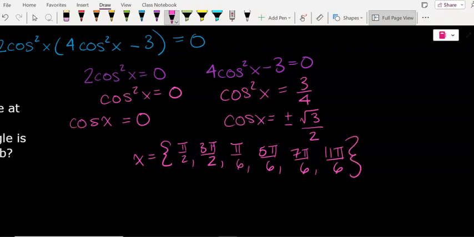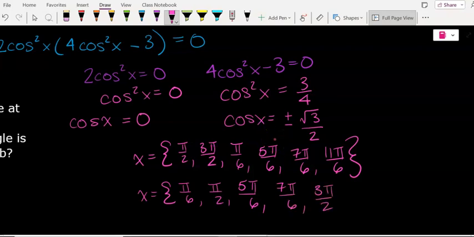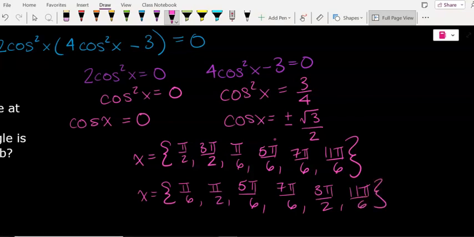Okay. If I was to go ahead and write those in ascending order, then that would go pi over 6, pi over 2, 5 pi over 6, 7 pi over 6, 3 pi over 2, and 11 pi over 6. And that's all 6 of my answers.